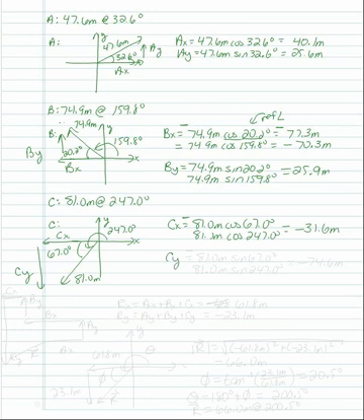Cy, 81 meters sine 67 with a negative in front of it. It is in quadrant 3 and it points down. Or 81 meters sine 247. Either way, you'll get negative 74.6 meters. Now, remember what this means. We add vectors by adding their components.